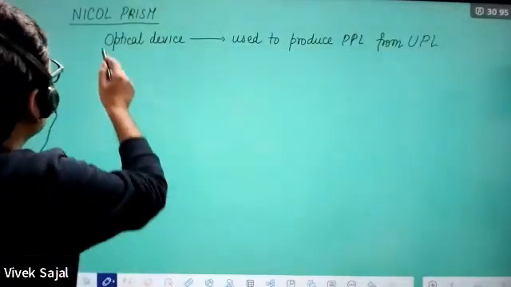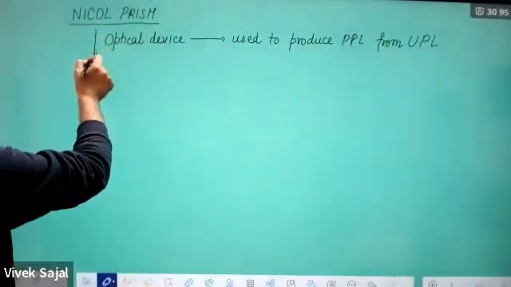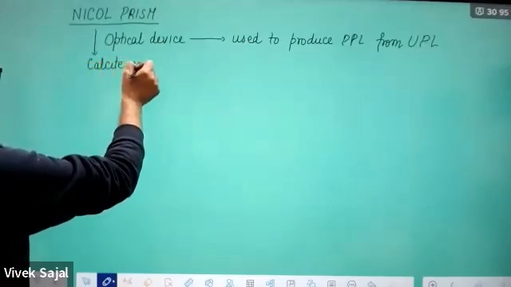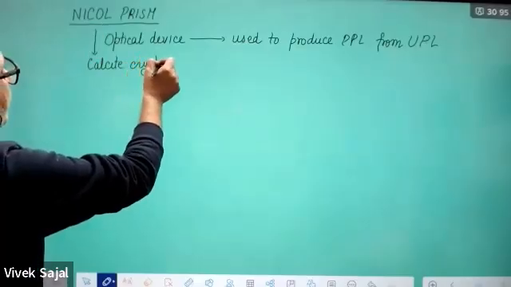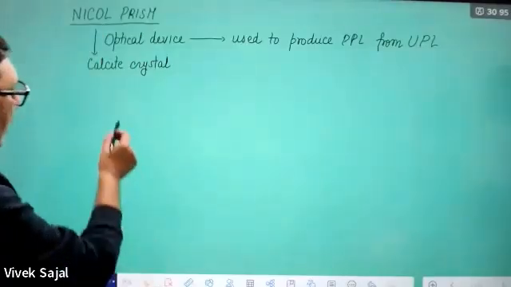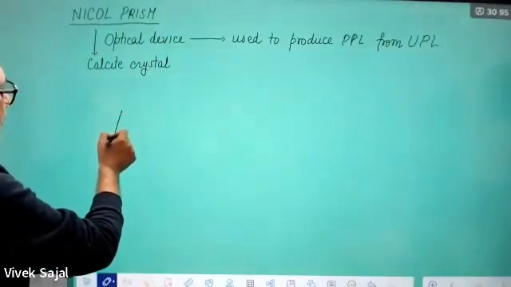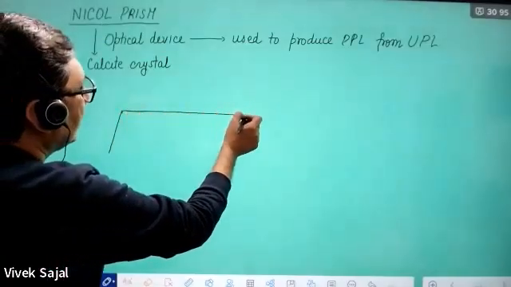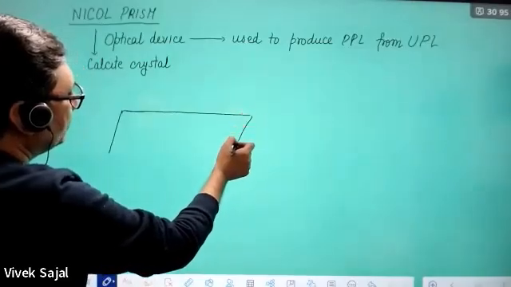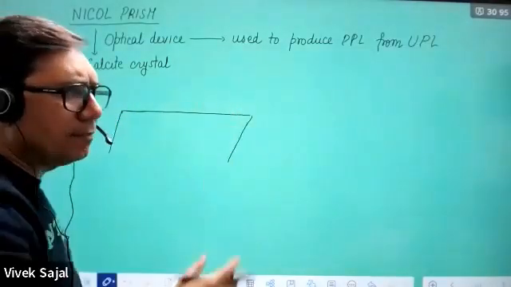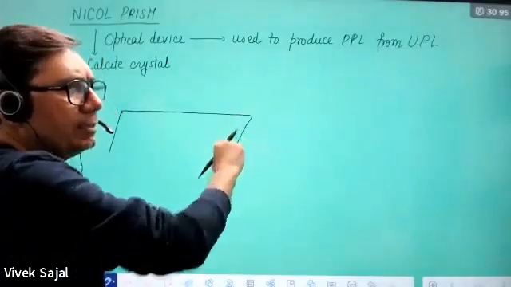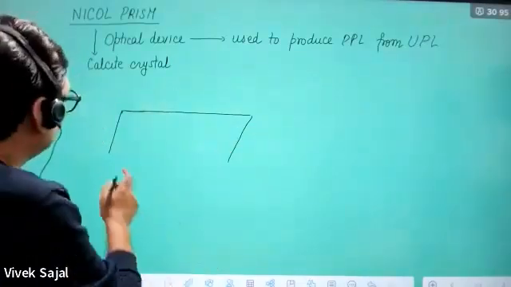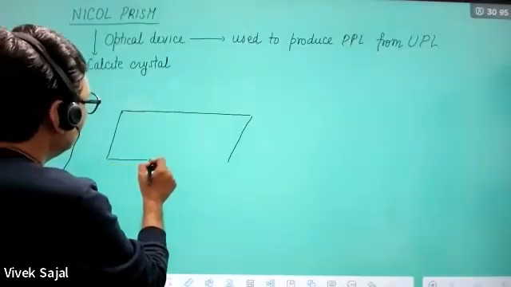This Nicol prism is made up of calcite crystal. Here, I'm going to show you the principal section of the calcite crystal. We have a calcite crystal that is cut in this way. This length is roughly 3 times the width, which is 1 time. So length to width is in the ratio of 3:1. This type of crystal you have.